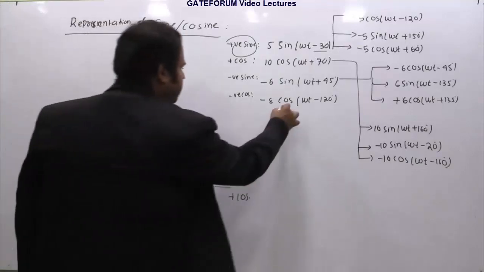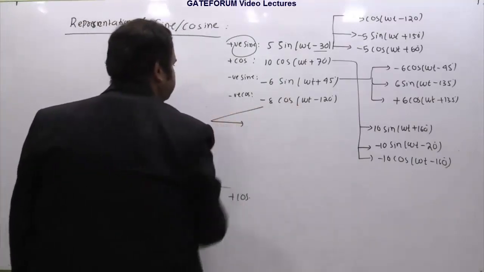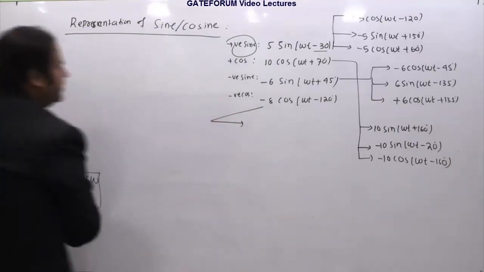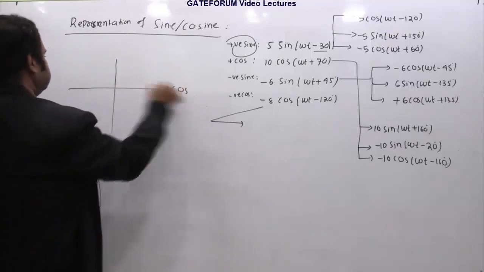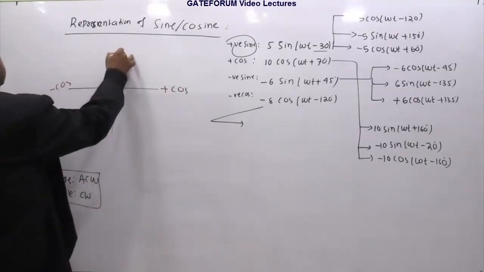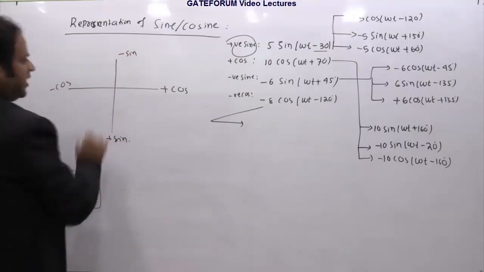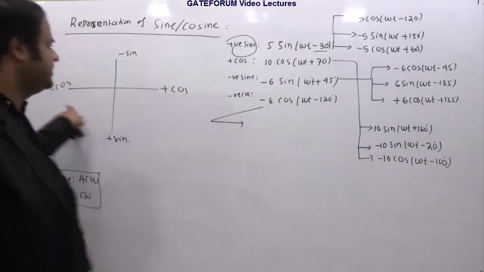And what about this then? Minus 8 cos of omega t minus 120 degrees. How do you write this? If you want to plot it, how will this plot look? So this is again positive cos, negative cos, positive, this is negative sine, and this is your positive sine. It is negative cos, so you should come here. The reference is negative cos. You should come to this axis.